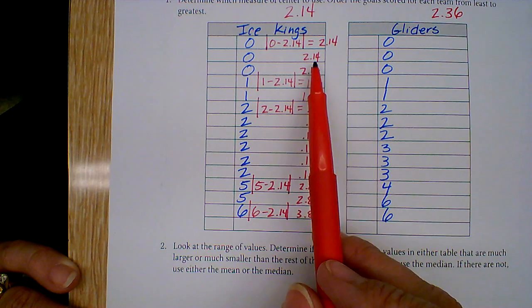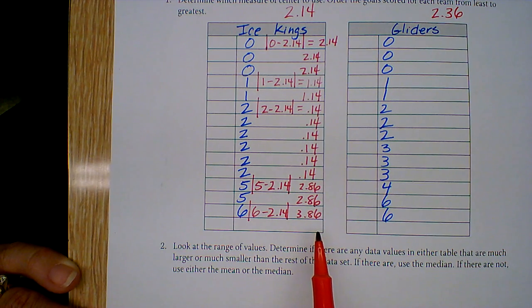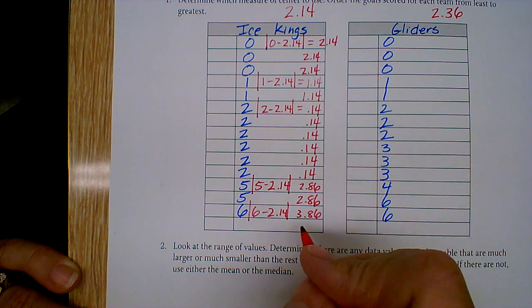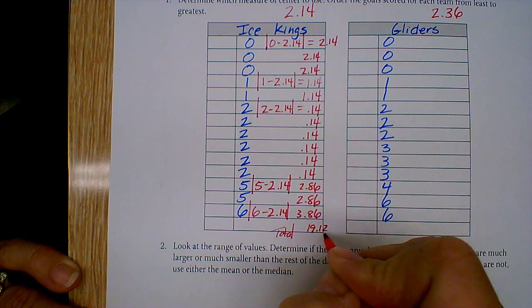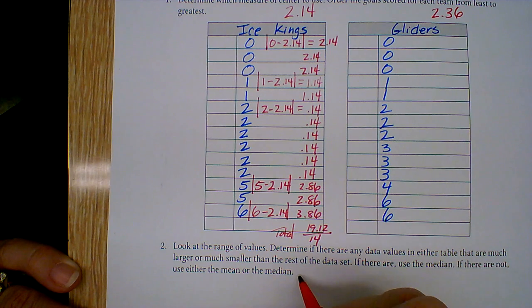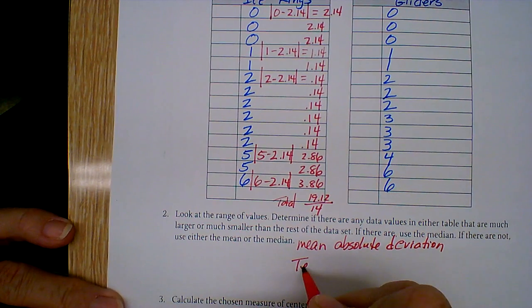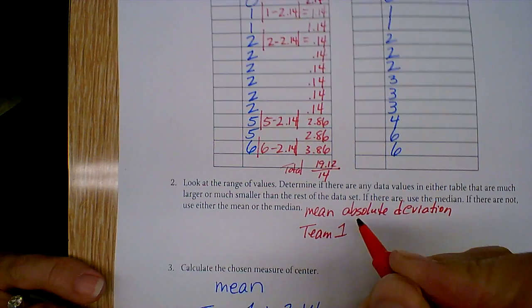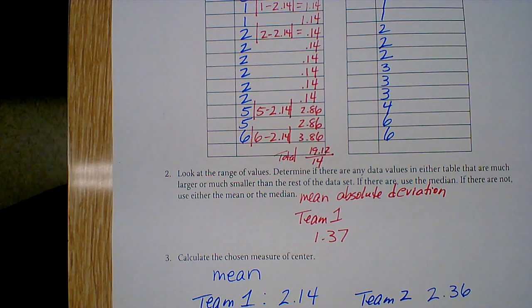So I'm going to add 2.14, 2.14, 1.14, 1.14, and add all of these together, and then divide by 14. When I add all of these together, my total is 19.12, and then I divide that by 14. So my mean absolute deviation for team 1 is going to be 1.37. Now I'm going to do the exact same thing for team 2.